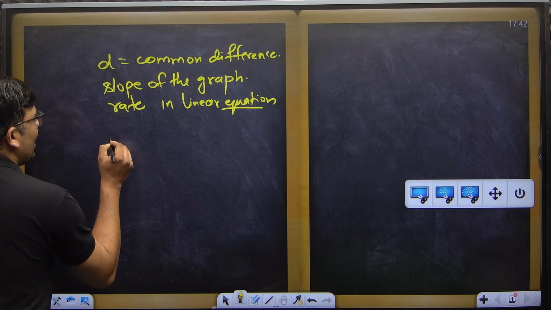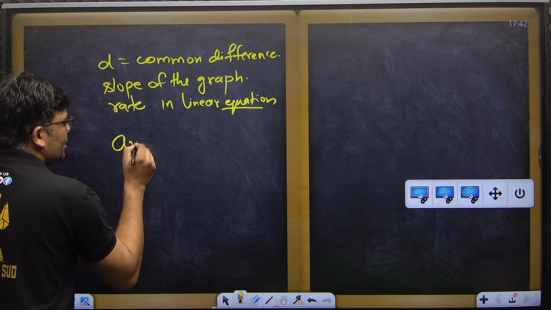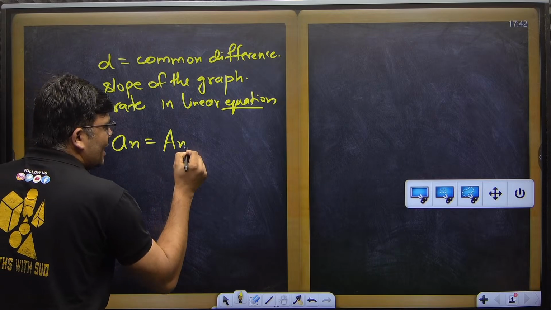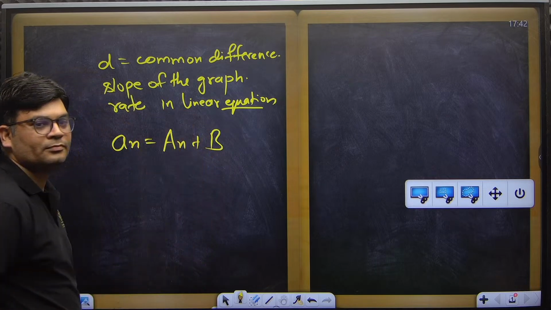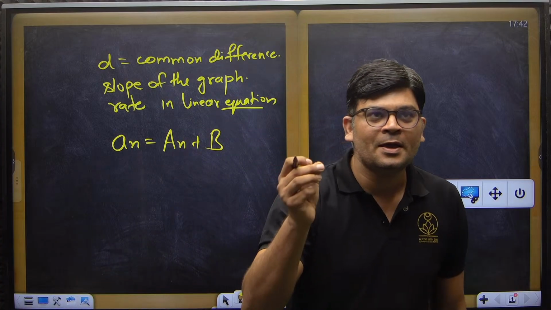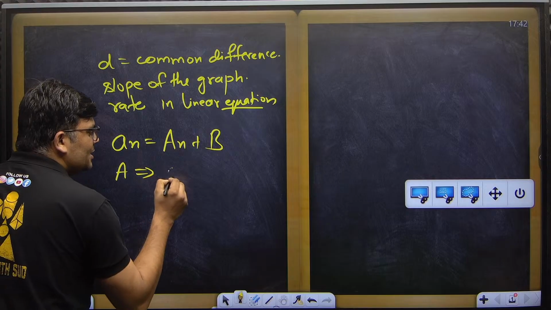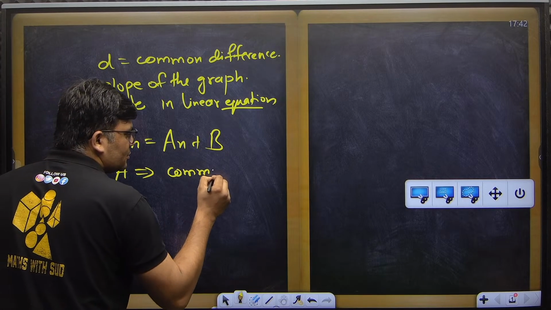So what is the AP of the form? If I want to write the general term, how am I going to write the general term? The general term is of the form an plus b. What is the general term of the AP? It is an plus b. Where what is a? Tell me. It is the common difference.